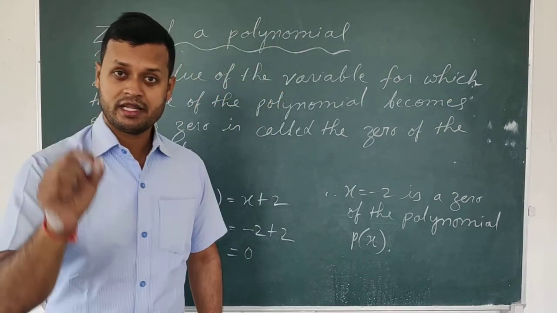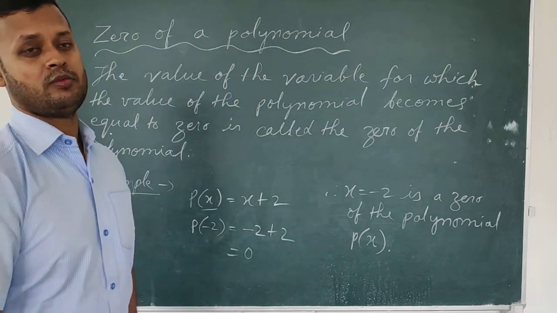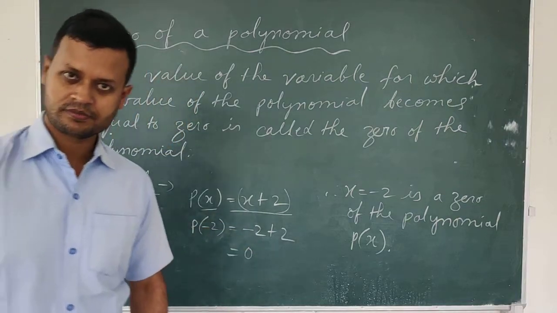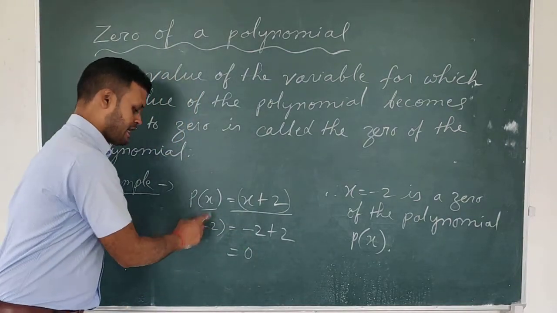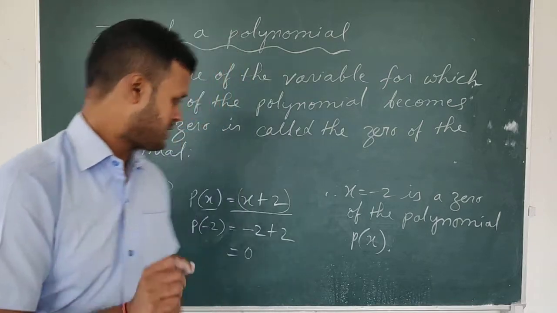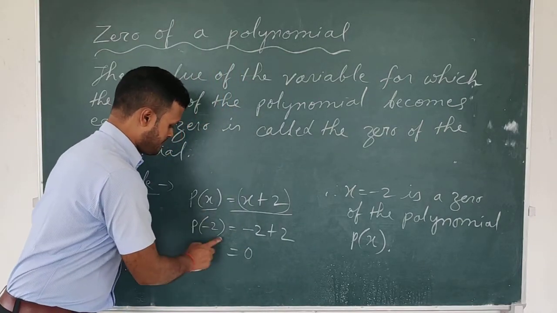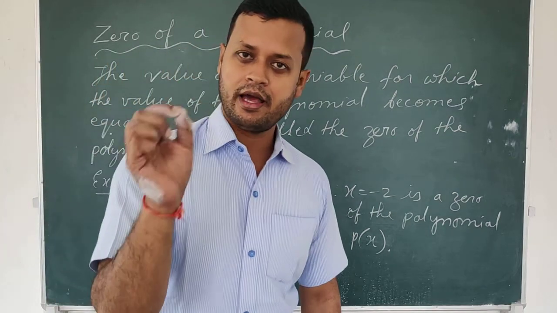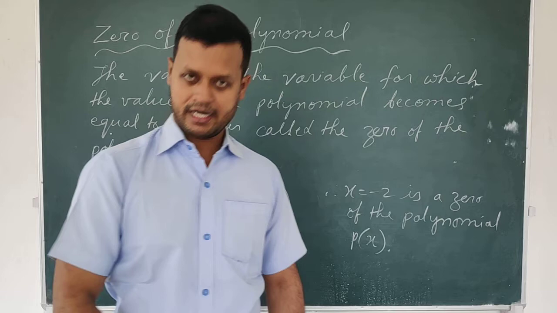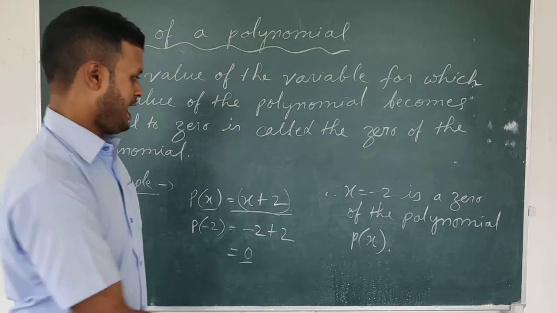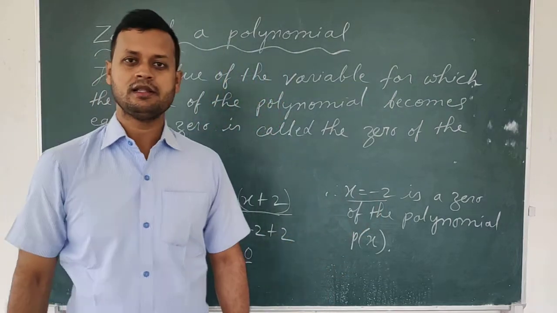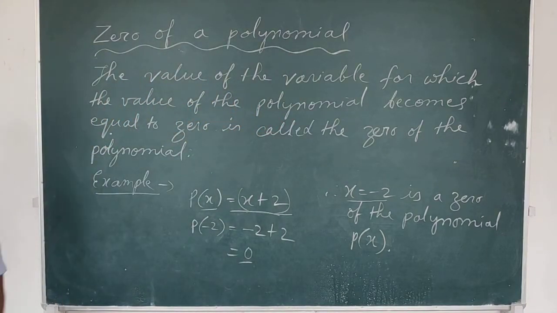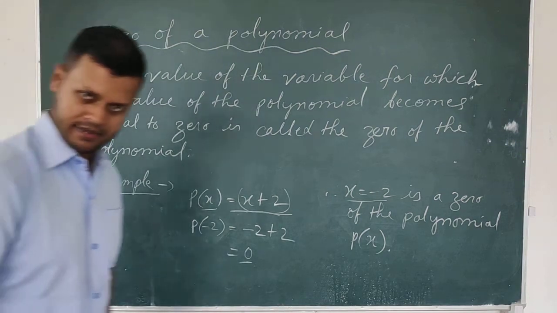So what did I say? The value of the variable for which the value of the polynomial becomes equal to 0. Here our polynomial was x plus 2. When I put minus 2 in place of x, I found that the value of p(x), the value of this polynomial, becomes equal to 0. That means x equal to minus 2 is the zero of the polynomial p(x). Okay? So this is the meaning.